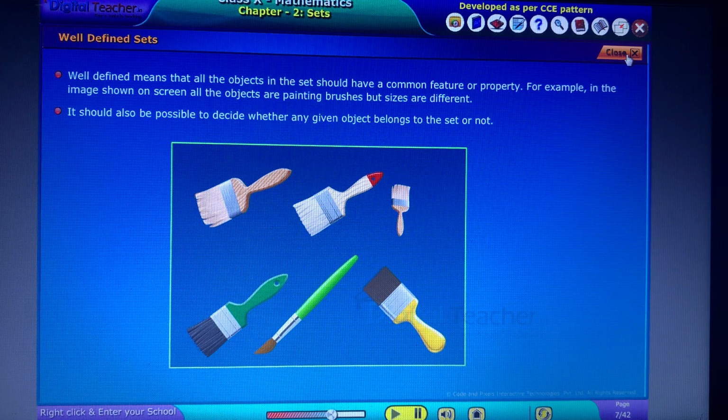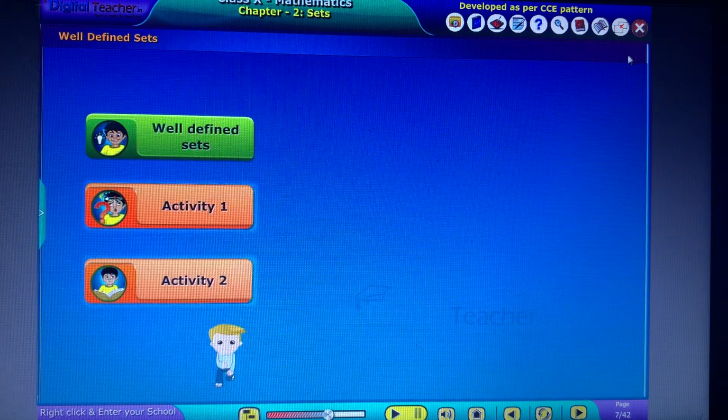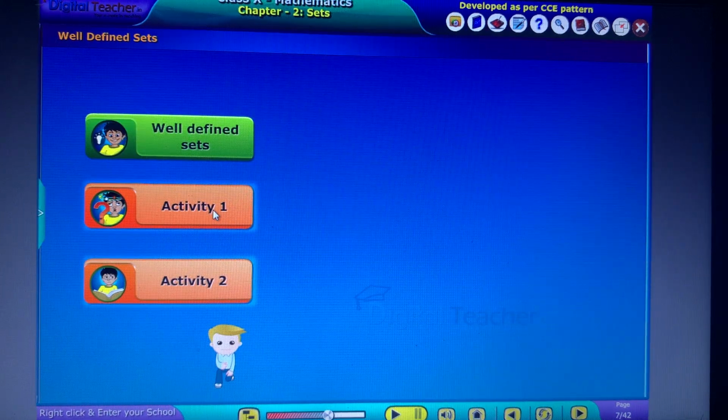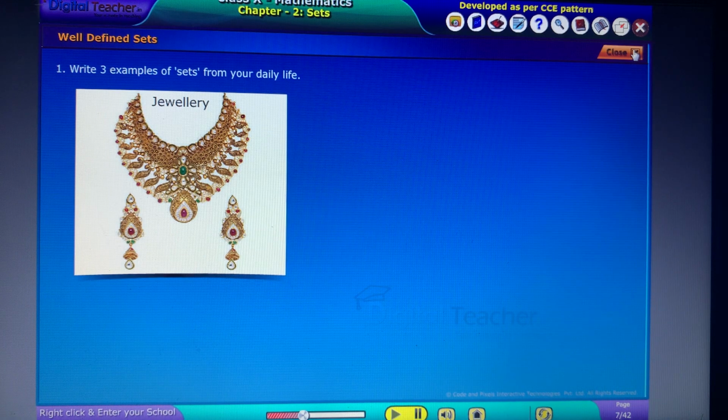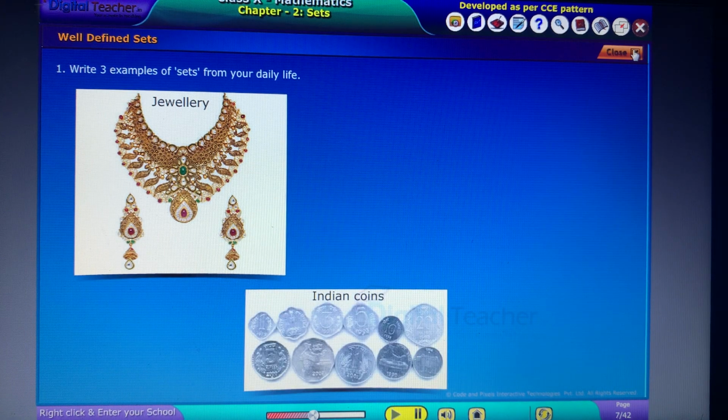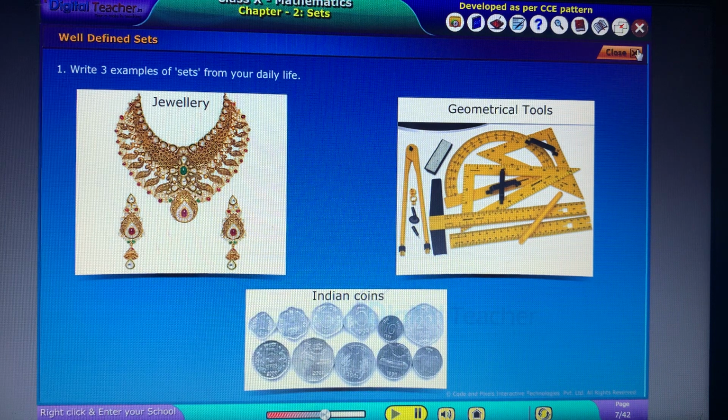For example, if you consider a toothbrush, it doesn't belong to the set because the toothbrush and painting brushes have different properties. That is, one is for painting and the other is for brushing the teeth. Three examples of sets from our daily life are a set of jewelry, a collection of Indian coins, and geometrical tools as shown on screen.